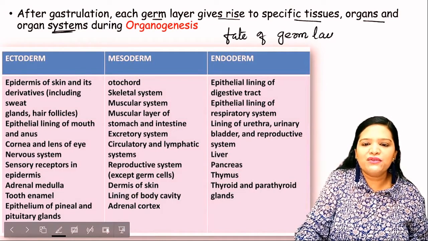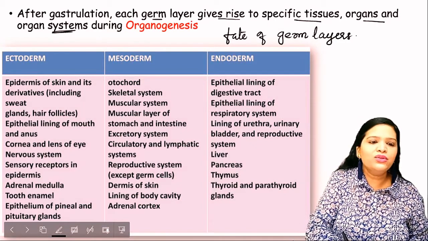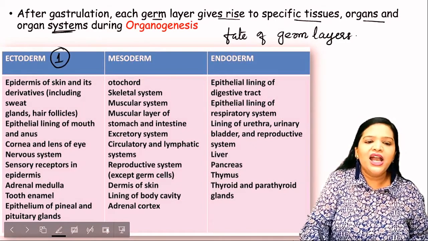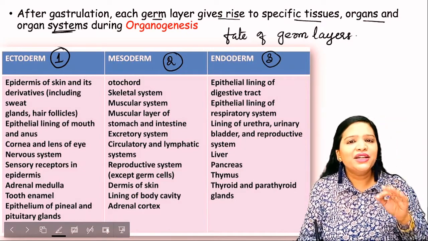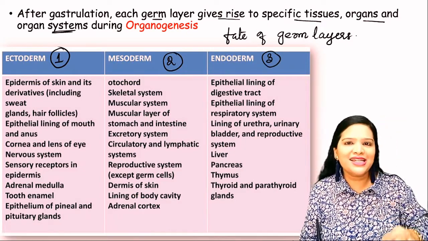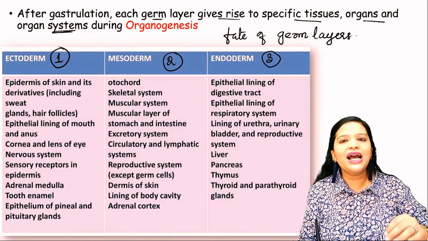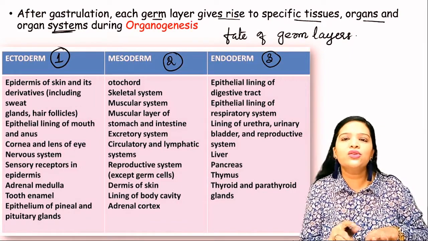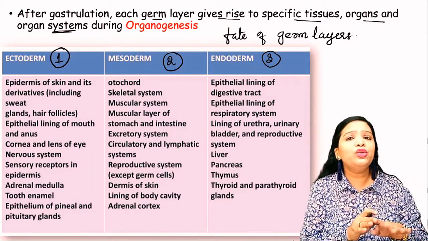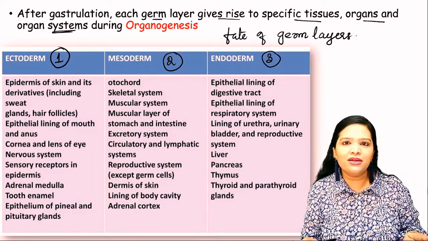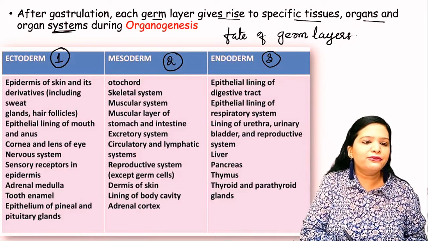So what is the fate of germ layers? Now the embryo has three germ layers: ectoderm, mesoderm and endoderm. The fate of these germ layers is already decided. That means which germ layer has to grow into which organ is already fixed. Accordingly only it will grow. There will be no change at any cost.